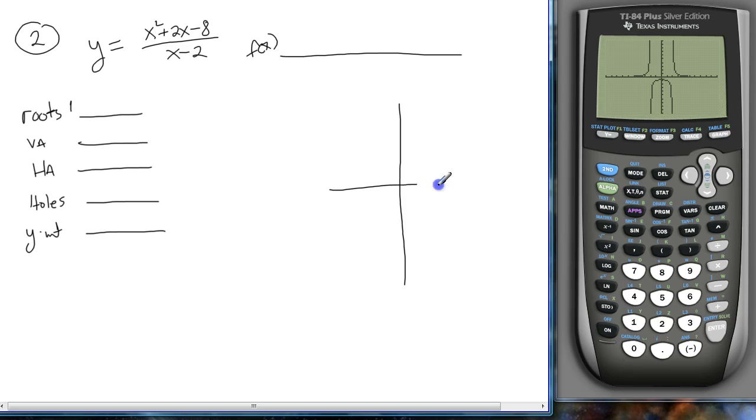So what you're going to want to do is factor the top and factor the bottom. And that's where we're going to get our information from. So factor the top, factor the bottom.